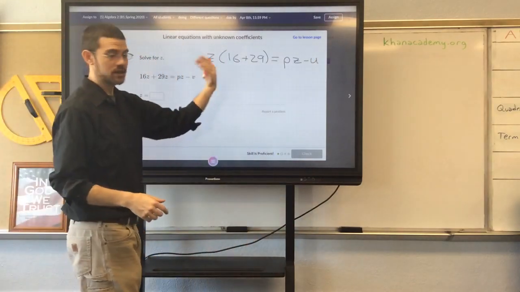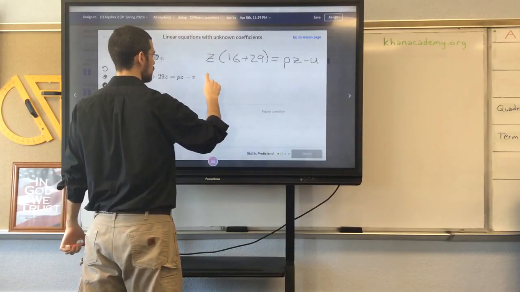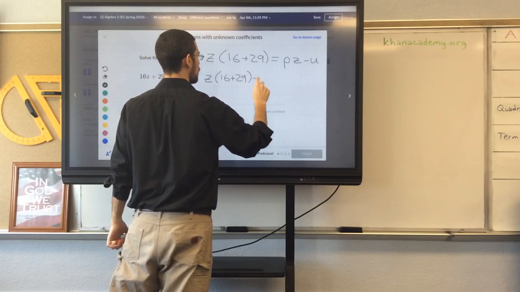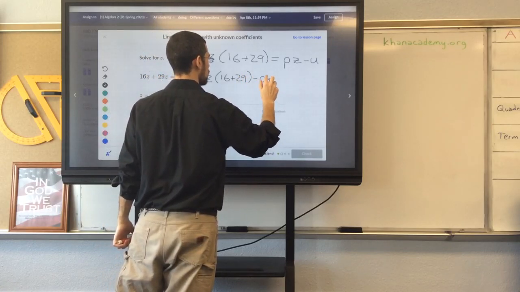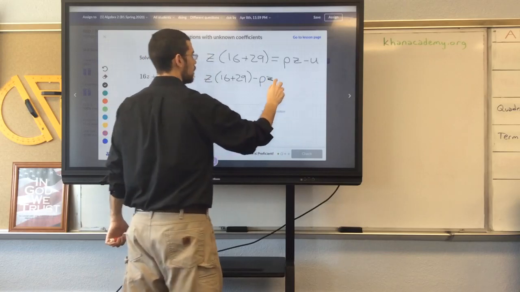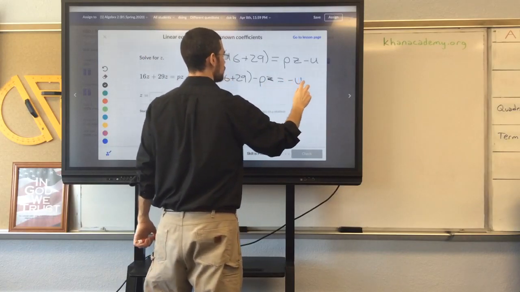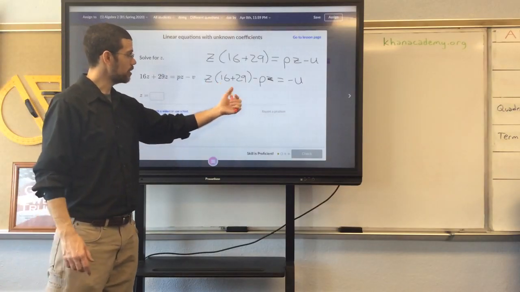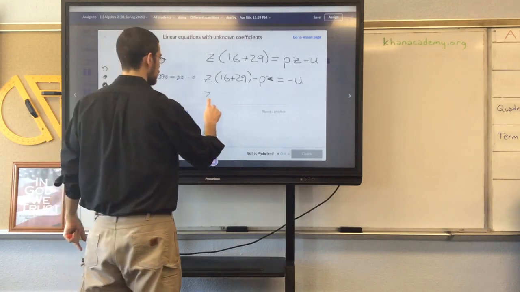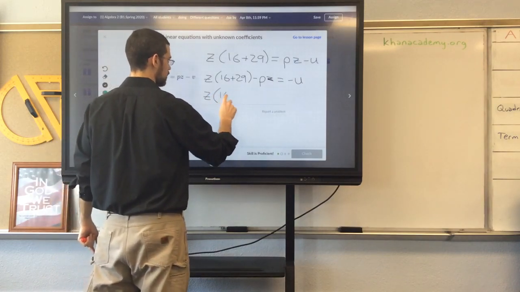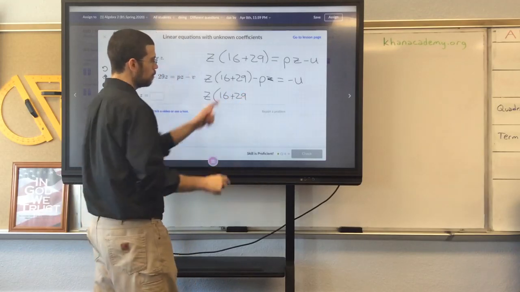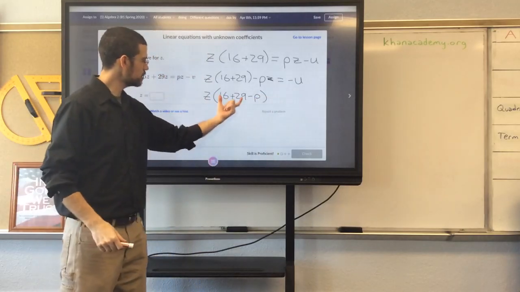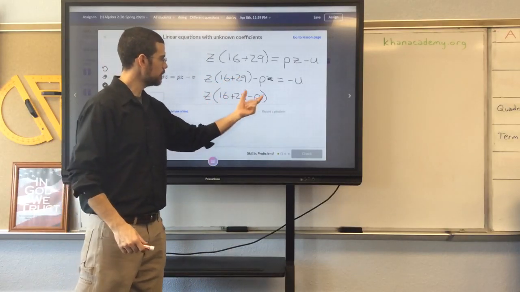Now, I want all the z's on the left side, so I'll subtract pz. That's z times 16 plus 29 minus p times z equals negative u is all that's left on the right side. Now, same property, I can use the distributive property to factor out z. I've got z times this stuff, 16 plus 29, minus z times p, so minus p. So z times this stuff is here, z times negative p is here.